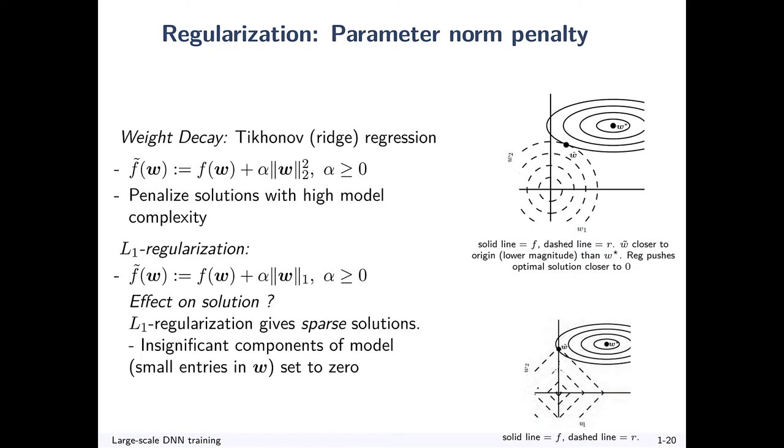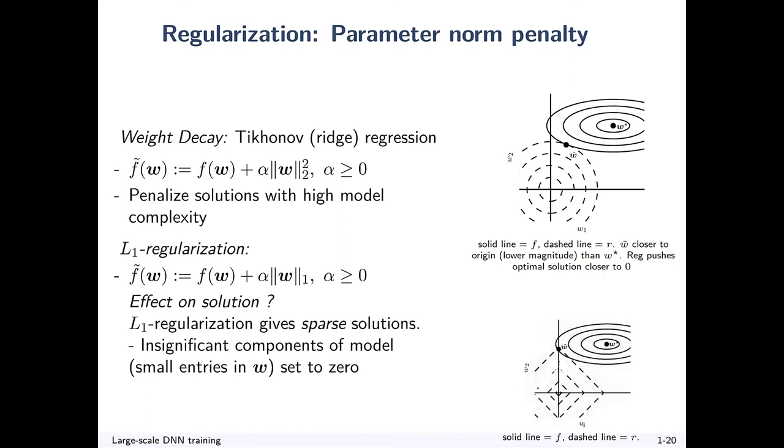Okay, so that's one. And then there's another sort of regularization. It's also called the L1 regularization. What you do here, again, is you take the unregularized f of W, and then you add alpha times the L1 norm of W, where the L1 norm is basically the sum of the absolute values of each entry. And again, what is the effect on the solution? What does it do?